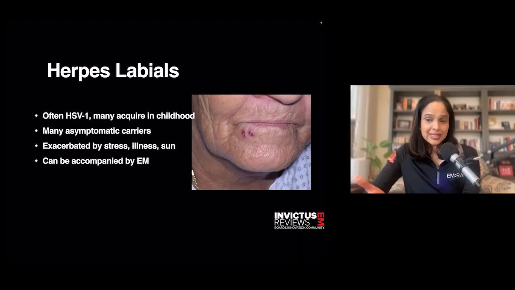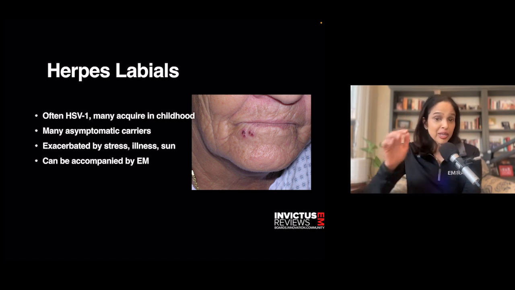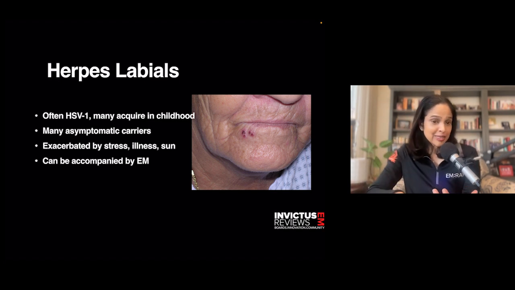Got it. Herpes labialis, here's a picture. As I said, often HSV1. Many people acquire this in childhood. The vast majority of people across the world have antibodies to it. Not everybody gets cold sores, just the lucky ones, I guess. Tons of asymptomatic carriers help spread this, exacerbated by stress, illness, sun.